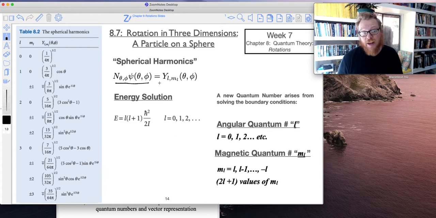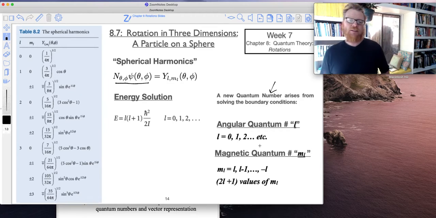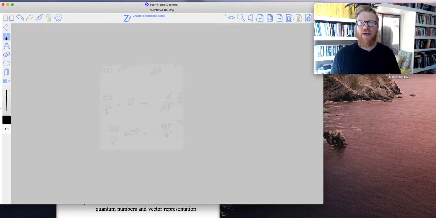The function of theta and phi becomes this Y_L^{M_L} function, okay? And a new quantum number arises from the boundary conditions. We call it the angular quantum number L, which should be familiar to you, and that takes on values 0, 1, 2, etc. What also becomes really cool in this solution is trying to solve these things together, right?